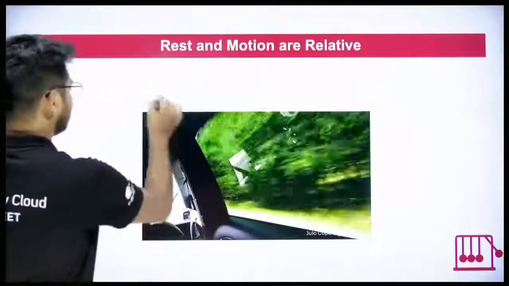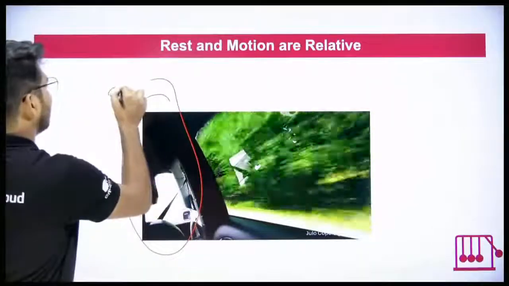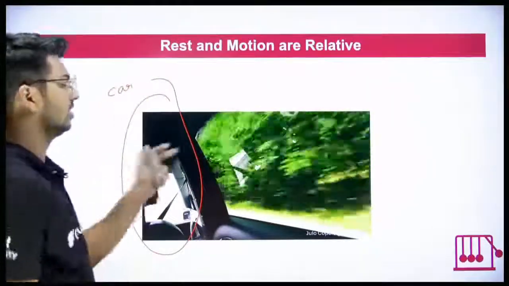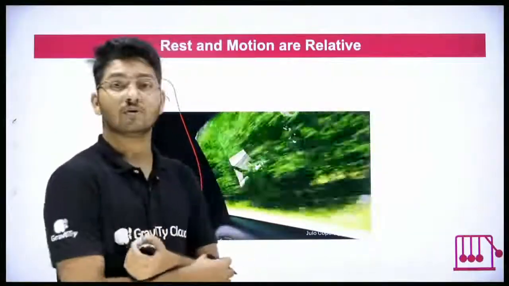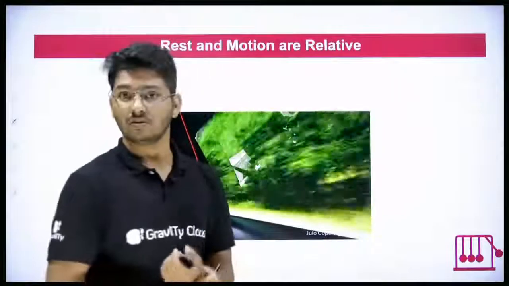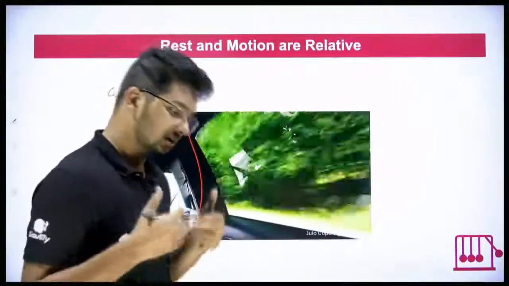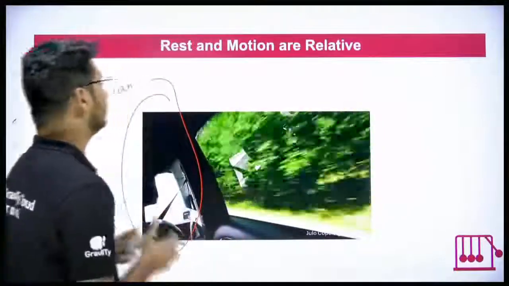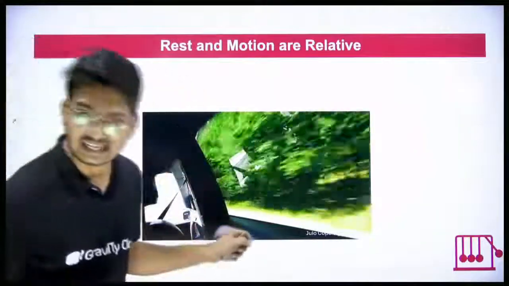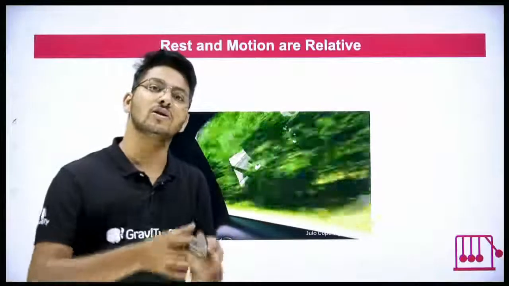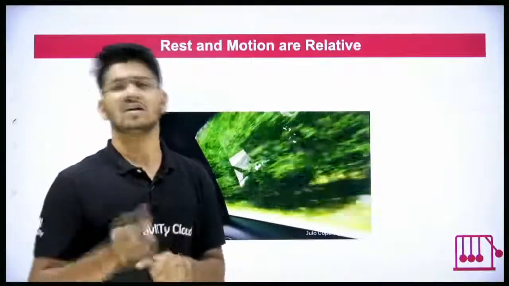Yes or no? So this is a car. You can clearly see that the car appears to be at rest. The trees are going back. The trees are traveling, trees are moving. But does that happen? No. Trees are at rest, but we or the car will be in motion. So whether the tree is at rest or in motion depends on person to person.